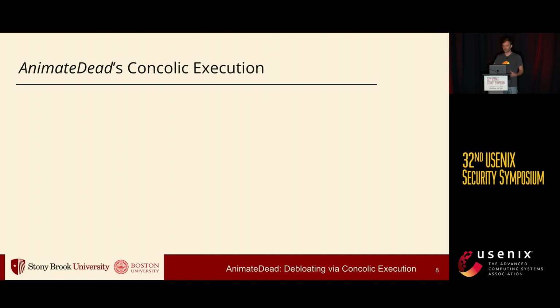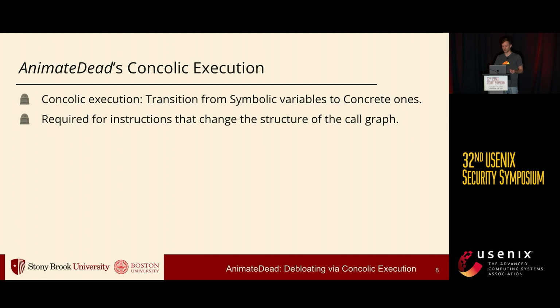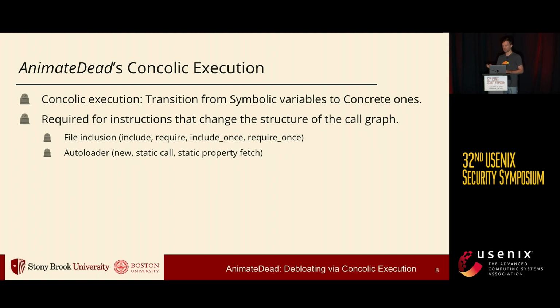The gist of AnimateDead is concolic execution, and by that we mean the transition from symbolic variables to concrete ones. And that is vital in specific cases where the code is modifying the structure of the call graph. Similar to Minimalist, if you have a file inclusion, or a function call that's symbolic, you cannot continue your analysis, and you need concrete candidates for those variables. More specifically, if you have these instructions, include, require, include_once, you have to do this translation. Same for instructions that can trigger the autoloader.